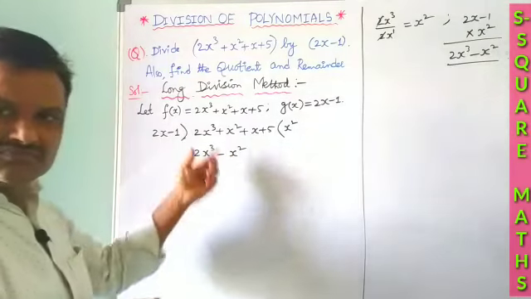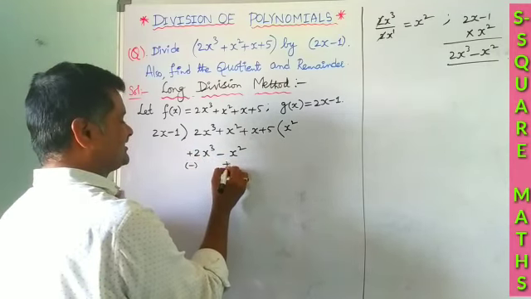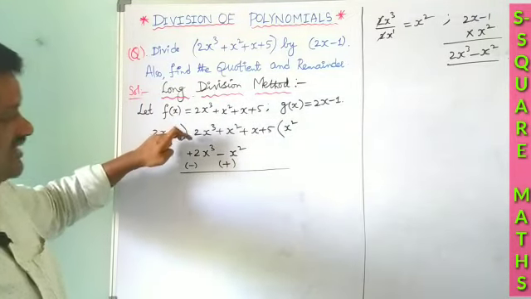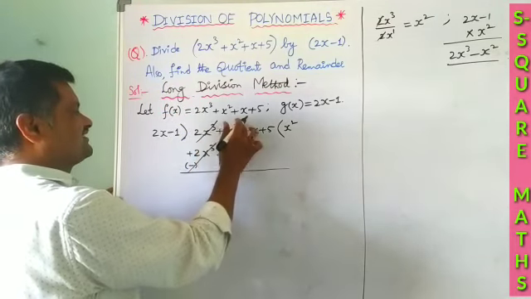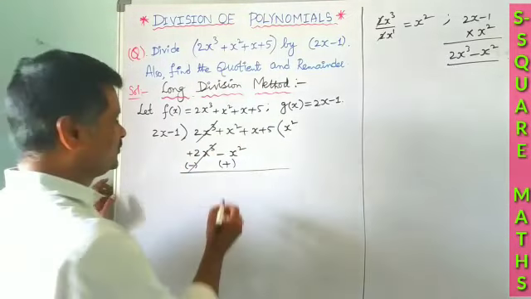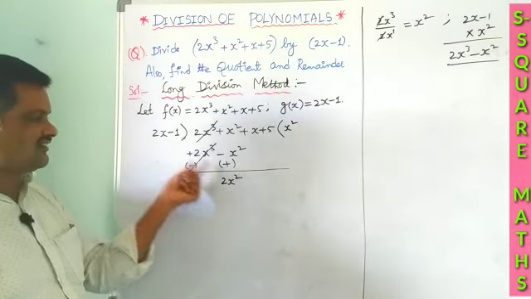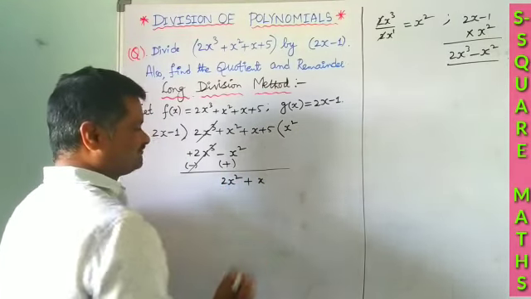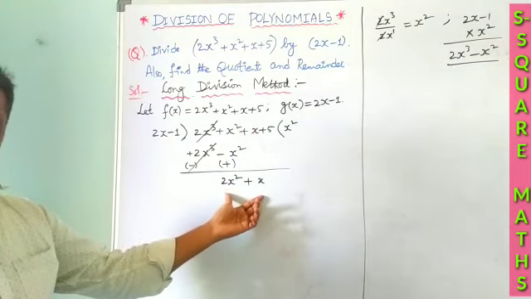After writing it, we have to change the sign. Since here it is plus, we make it minus, and here it is plus. After changing the signs, we consider the new sign. 2x cube minus 2x cube gives you 0. Next, x square plus x square, that is 1x square plus 1x square, gives you 2x square. Since the divisor has two terms, and here there is only one term in the new dividend, we have to bring down one more term, which is x. The number of terms in the new dividend should match the number of terms in the divisor.